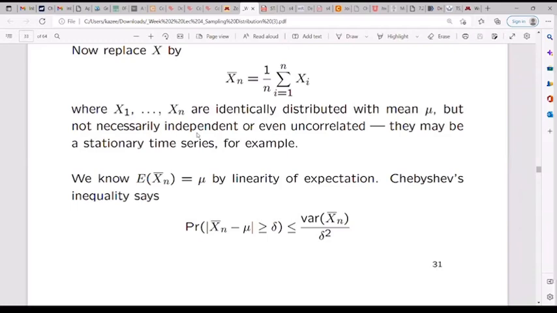This is telling us, okay, what is the probability? You are trying to measure the probability of the absolute difference between this mean and the true mean. The probability that it should be greater or equal to delta, where delta is a very small number, is less or equal to the variance of that divided by delta squared. That is exactly what it's talking about.